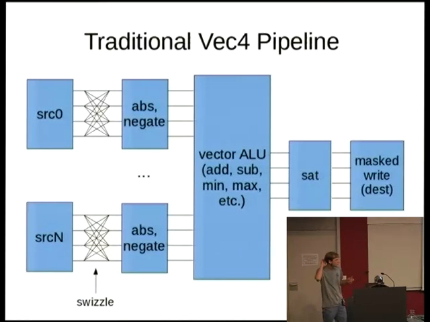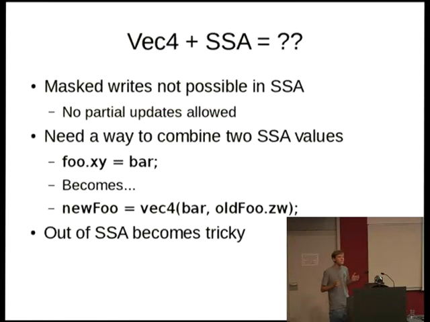You optionally saturate them, which just means clamp it to between 0 and 1. And then you finally write it out. And this is the most difficult bit. It's possible to only overwrite portions of the vector. And it turns out that when writing a compiler, this is really a pain. And we don't want to deal with it. And in fact, with SSA, it's basically impossible.